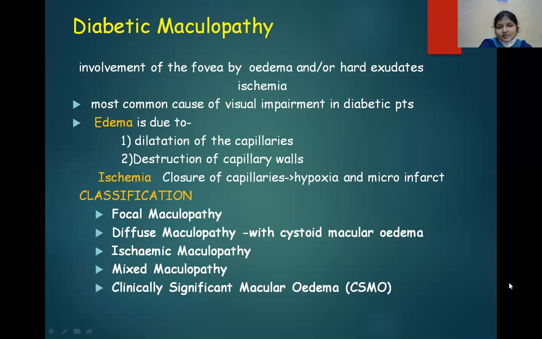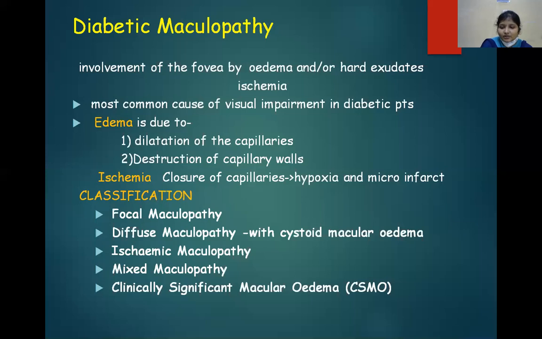So the next stage of classification of diabetic retinopathy is diabetic maculopathy. This is involvement of the macula by edema and hard exudates, and sometimes ischemia can also be present. It is the most common cause of visual impairment in type 2 diabetic patients. So why is edema occurring? It is because of dilatation of the capillaries and disruption of the capillary wall.